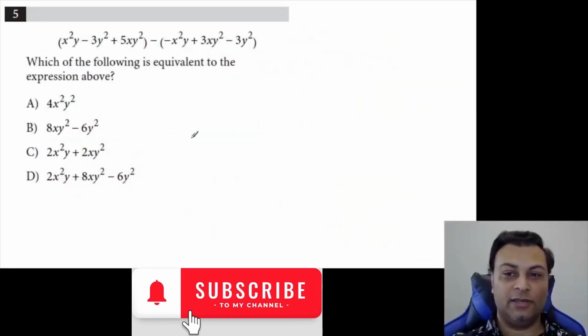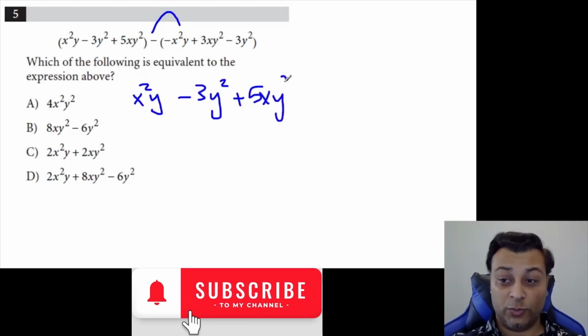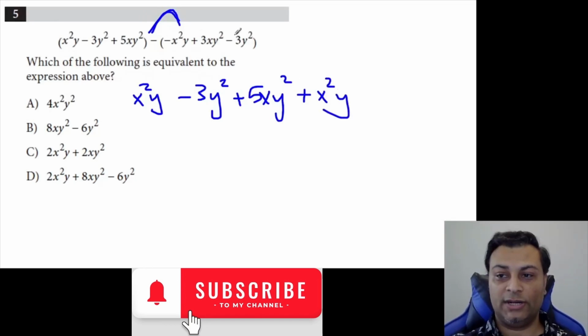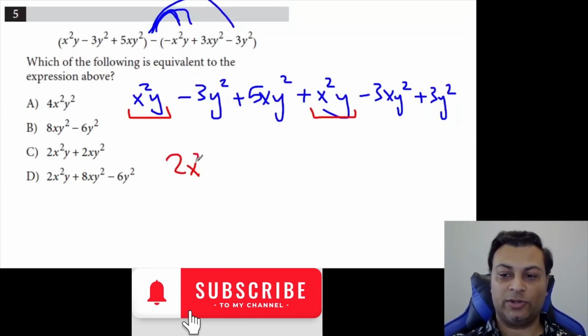Moving on to number 5, which of the following is equivalent to the expression above? We'll distribute this negative sign, so we'll start from the left. x squared y minus 3y squared plus 5xy squared, and then negative and negative gives you plus x squared y minus 3xy squared and plus 3y squared. Okay, let's take a look at what we have. x squared y is here. There's another x squared y there. That's it. So we have 2 of those, 2 x squared y's.